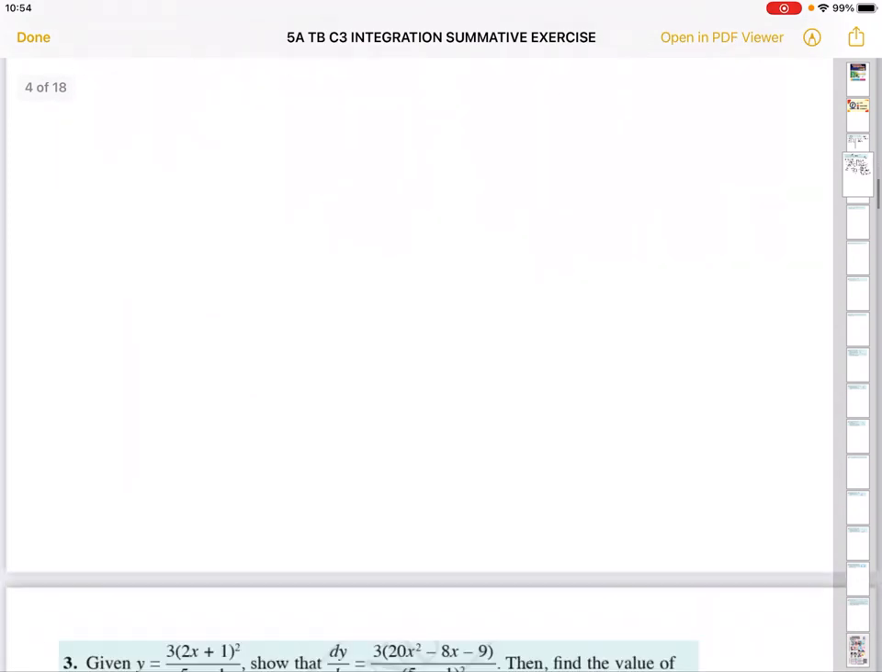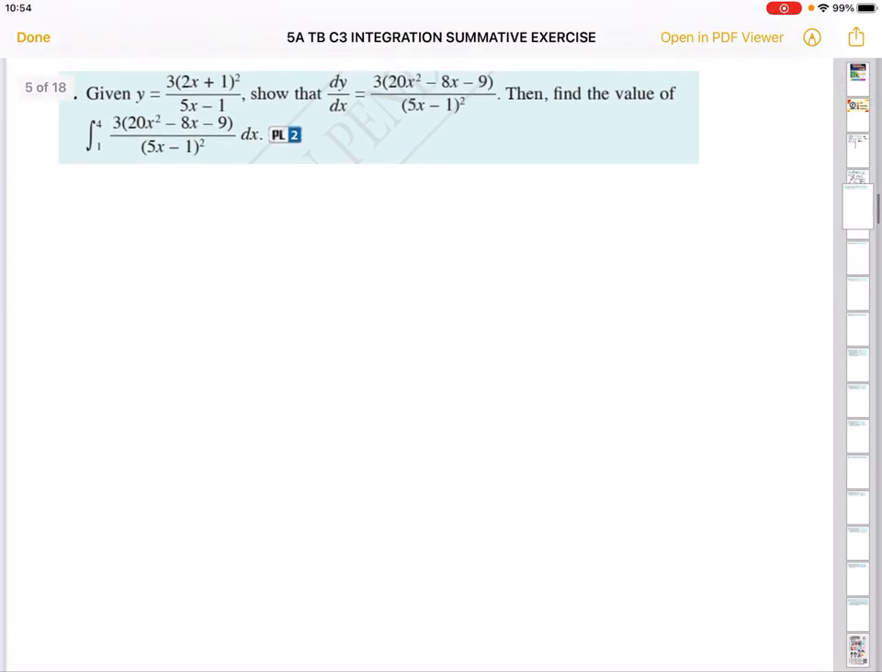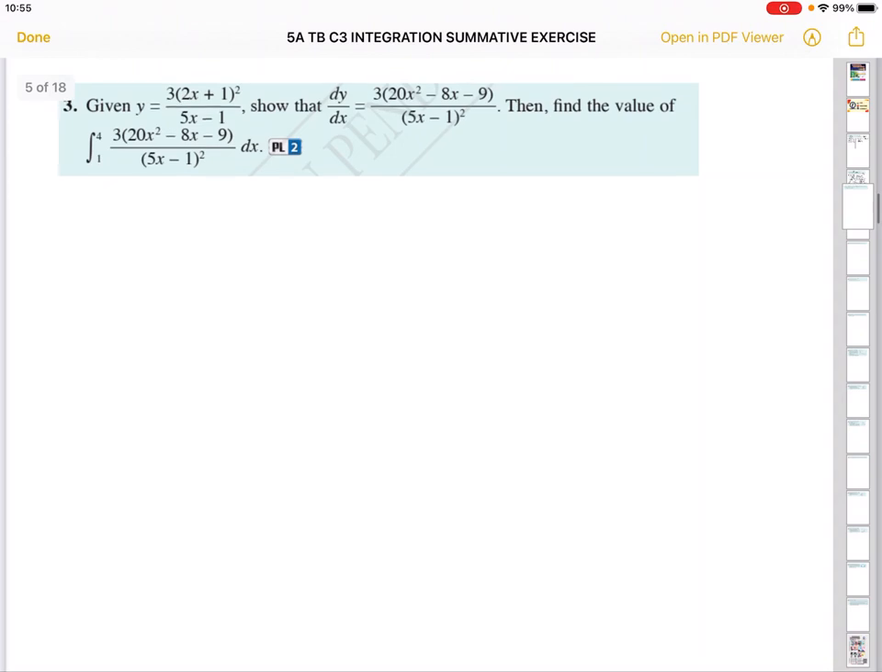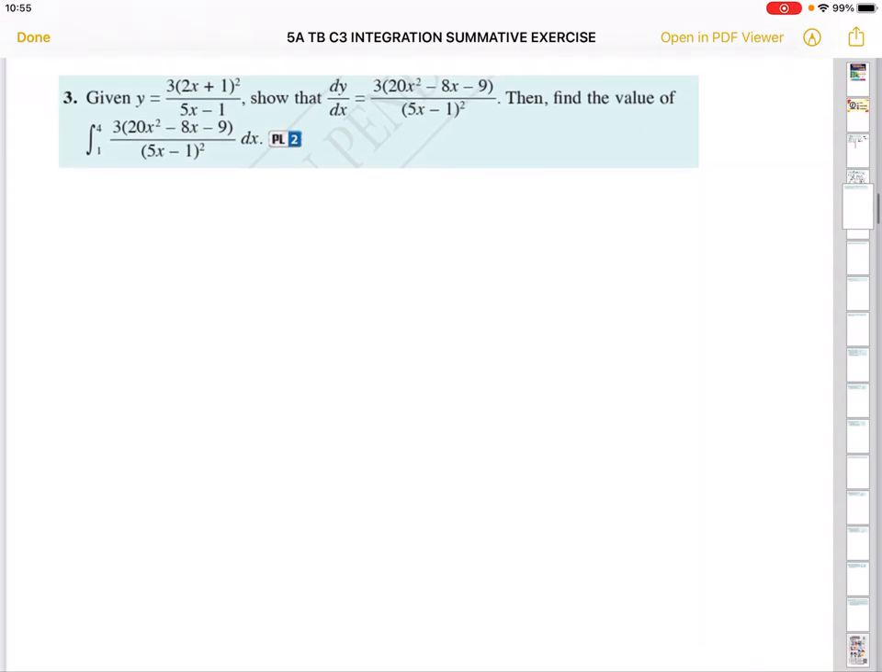All right, so let's look at question number 3. So in this question, the thing that makes it difficult is that you have to use differentiation of quotient rule, using quotient rule, and of course you have to simplify it. Then use the result to find the integration of this.